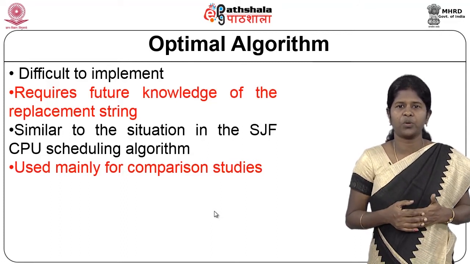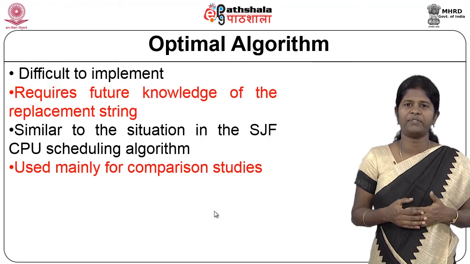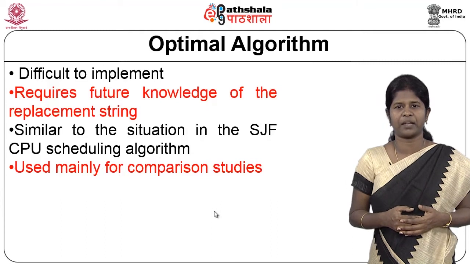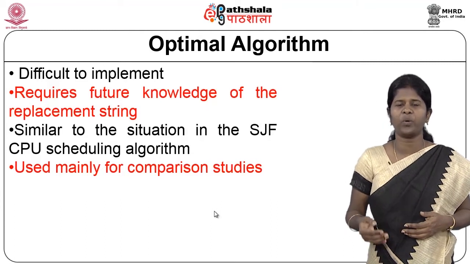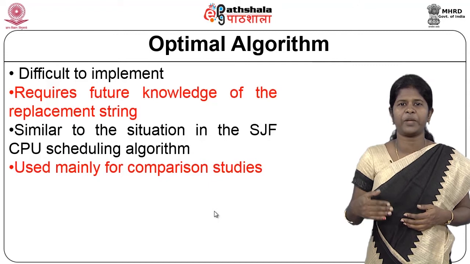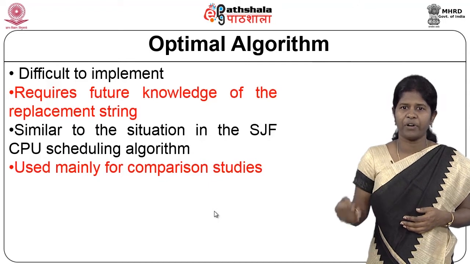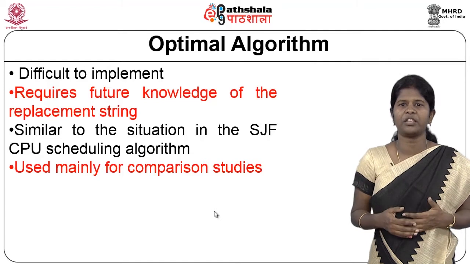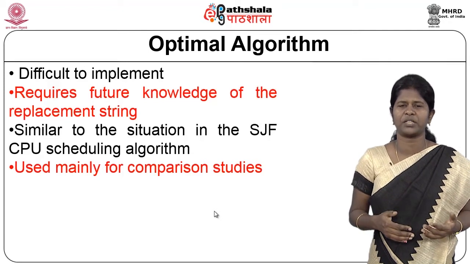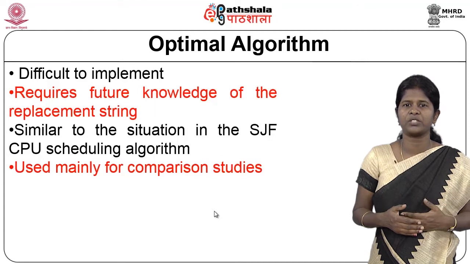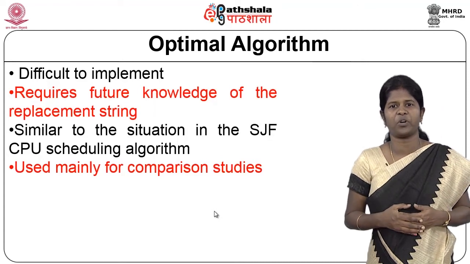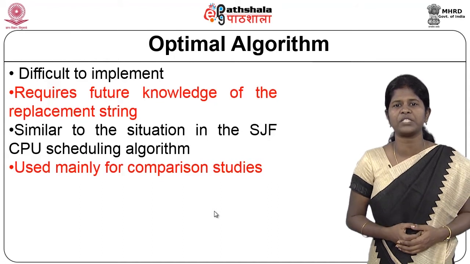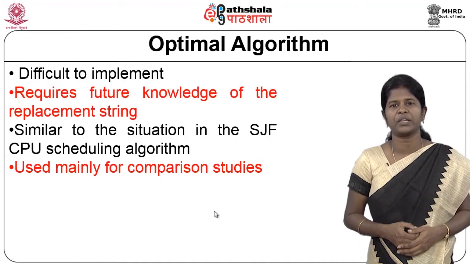That is, you try to find out what will be the number of page faults if it is optimal page replacement algorithm, and then you can devise your own algorithm and find out how many page faults you got in your algorithm, and then you compare whether your algorithm is performing much better than optimal, or is equal to or nearly equal to the performance of optimal, and so on. So, for comparison purposes, for research purposes, this optimal algorithm is used.